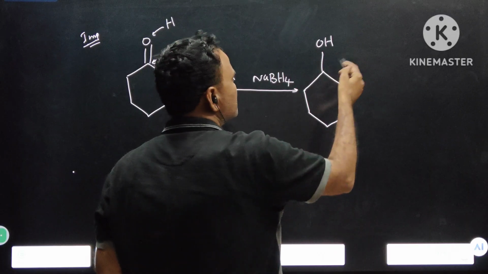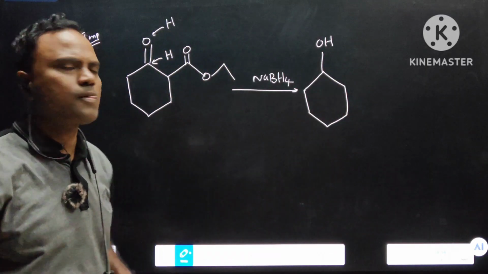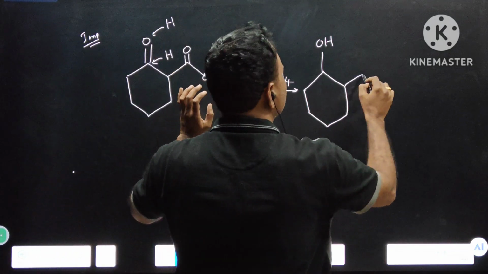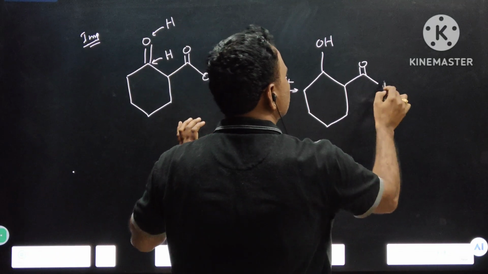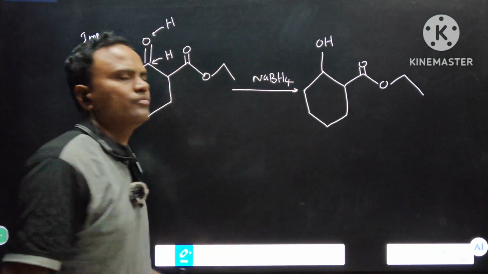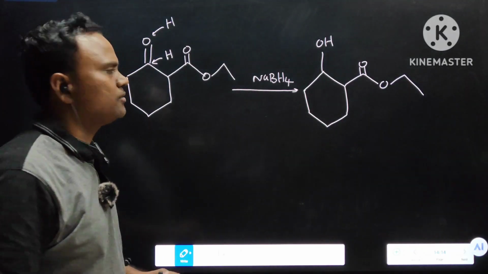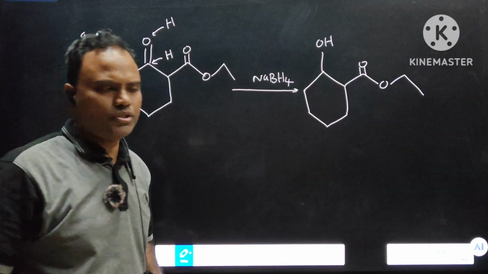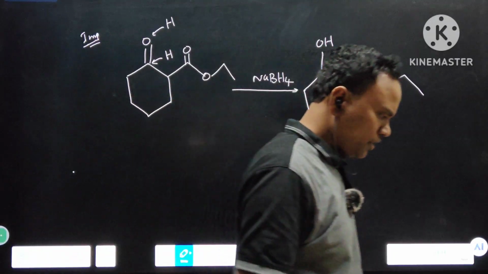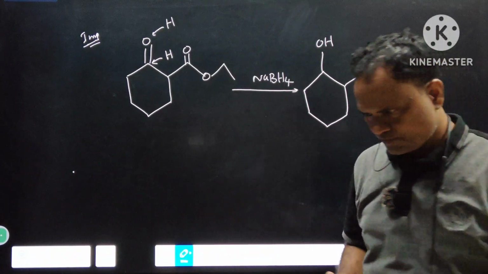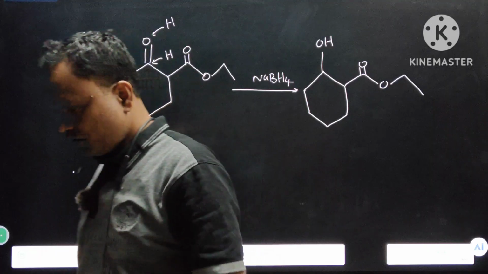I said there is no need to write hydrogen. Write the ester as it is. Clear? Because sodium borohydride is a weak reducing agent. It reduces only aldehydes and ketones. Clear? All of you?